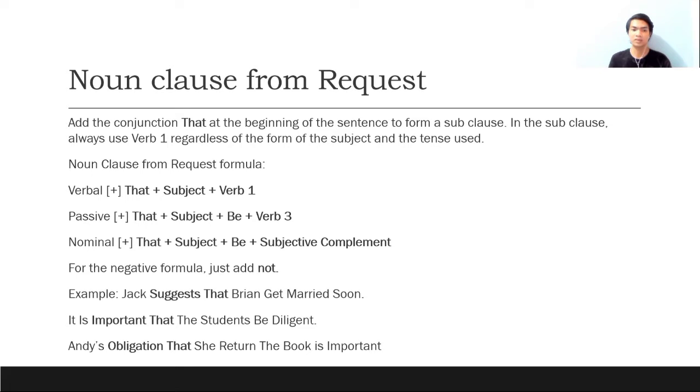The examples are: Jack suggests that Brian get married soon. It is important that the student be diligent, and this obligation, that she return the book, is important.